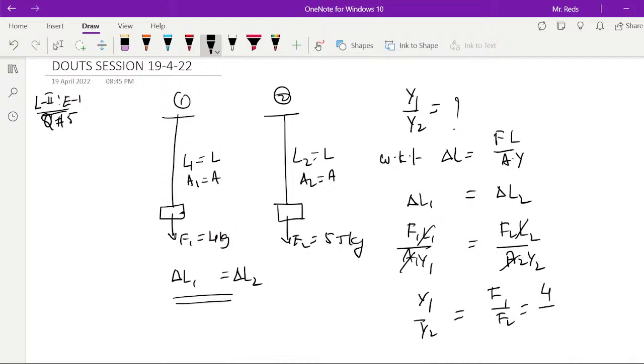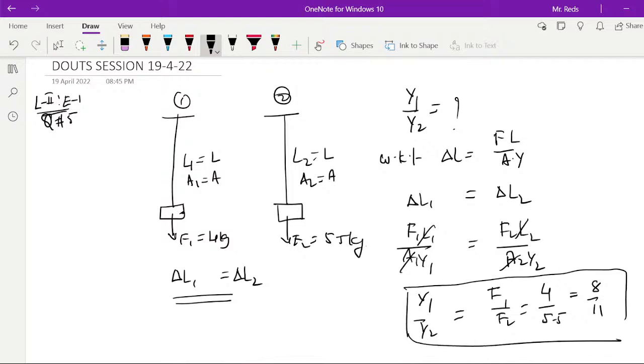F1 is how much? 4. F2 is how much? 5.5. So you can also write it as multiplying by 10 and 10. If you multiply, you get 40 by 5.5, so you get 8 by 11. They have given the fraction or decimals? 8 by 11 is there. So 8 is to 11. So that is the ratio of Y1 and Y2. So option 4 is correct.